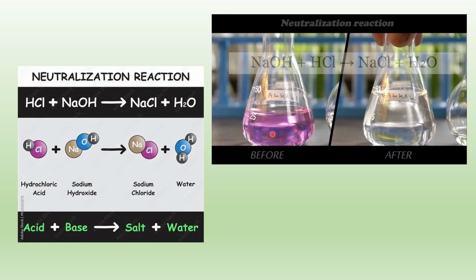So the pink color indicates that we did not reach the neutralization point yet. Once we have added enough acid and neutralization occurs, the color changes into the transparent color, showing that all the acid has been neutralized by the alkali.